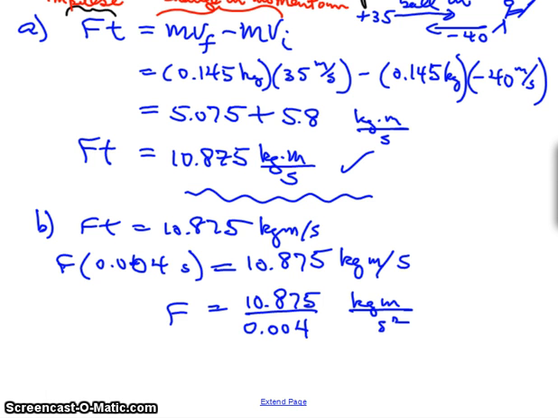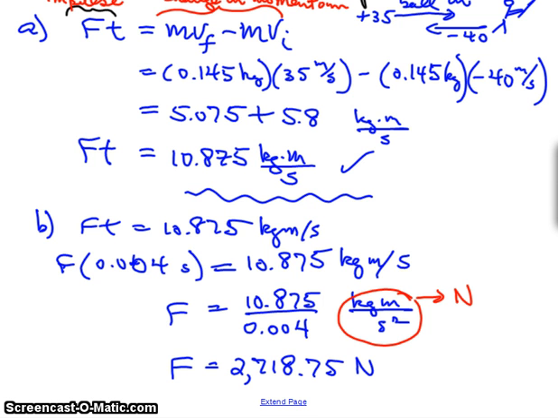which is per second squared. This, of course, kilograms meters per second squared is a Newton. So if we divide that by 0.004, we get F equals 2,718.75 newtons. And that's the average force. Now, why do I say that's the average force?